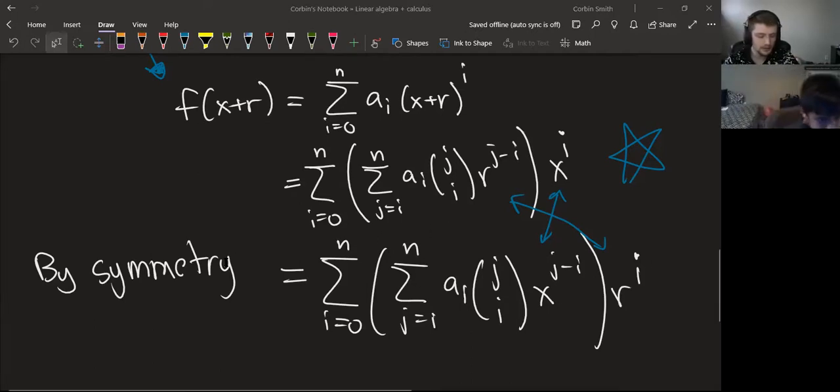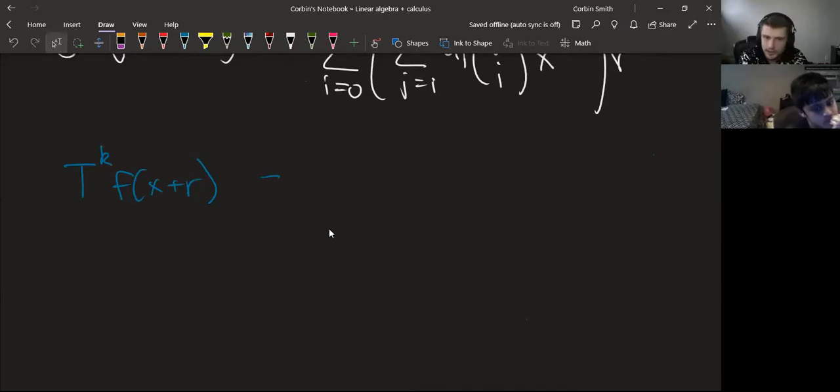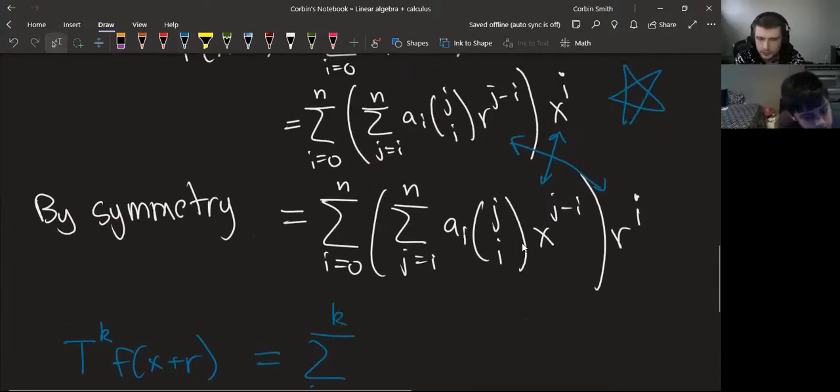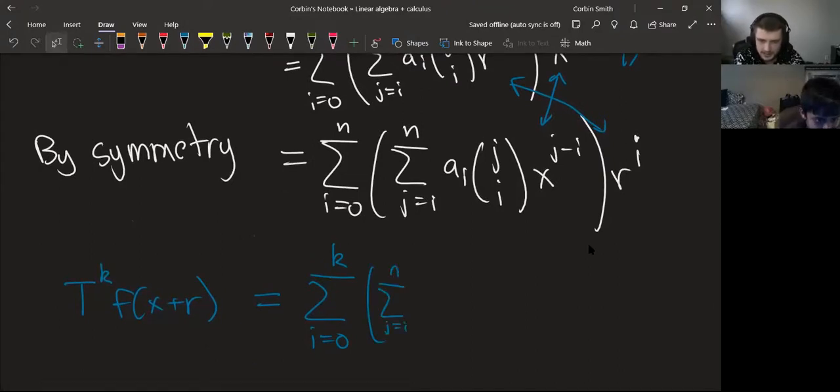Let's define the truncations of f of x plus r. The kth truncation of f of x plus r, we're going to define this way: the sum from i equals 0 to k, because we want the top degree to be k, of the same coefficients, so the sum from j equals i to n of a_j, j choose i, r to the j minus i, times x to the i.